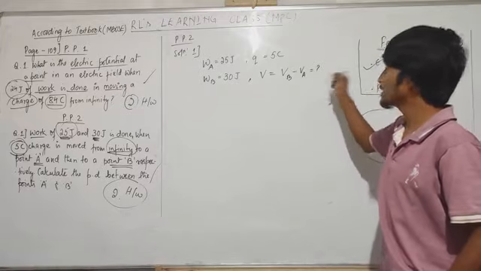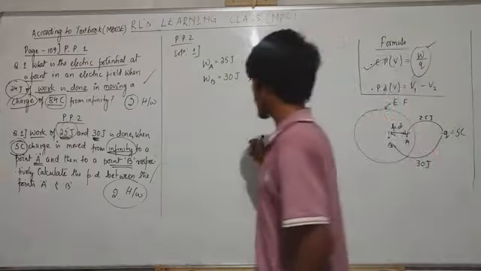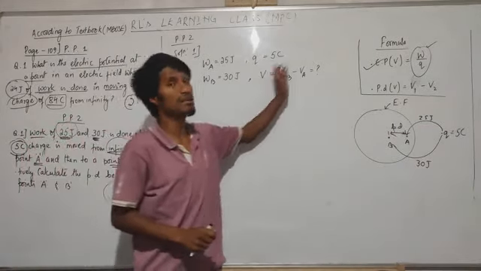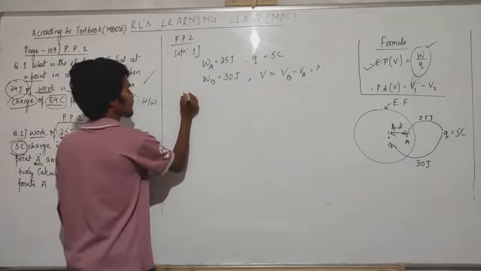Then why put VB minus VA? Why don't we put VA minus VB? I'll explain after we finish solving some part. Then I'll show you why VB minus VA and why not VA minus VB.